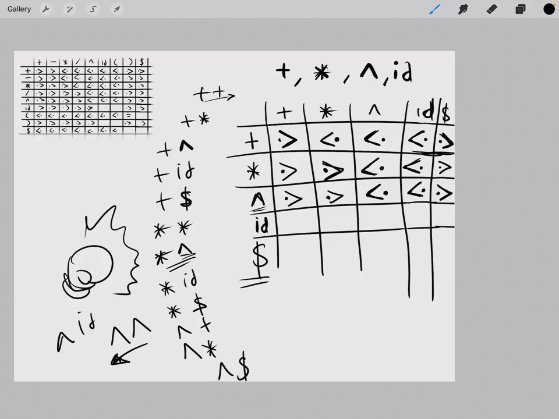So we have that. ID takes precedence over plus, ID takes precedence over star, ID takes precedence over the caret. ID does not take precedence over ID. That shouldn't happen. Nothing should go on here, but ID takes precedence over the dollar sign. And then the dollar sign yields precedence to everybody except itself.